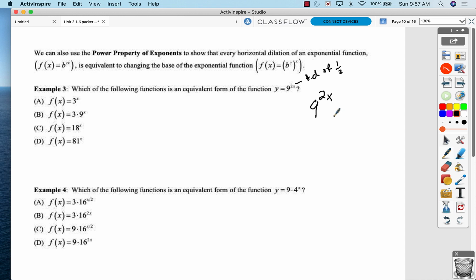Now, I have to use that other property. If you raise something to a power, you multiply. Now they gave it to me like this, but I need to turn it into like this. Okay, so now I'm going to write 9 squared, and I'm going to raise that to the x because that's the form that I'm looking for. Remember, it's a times b to the x, so I'm looking for this.